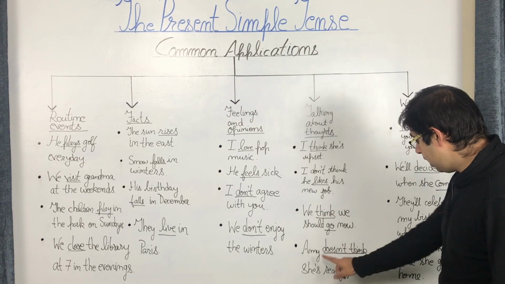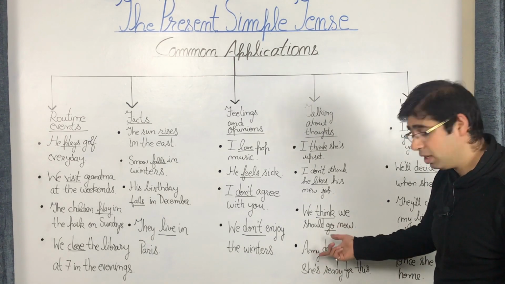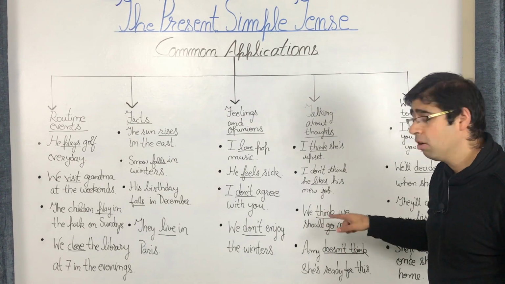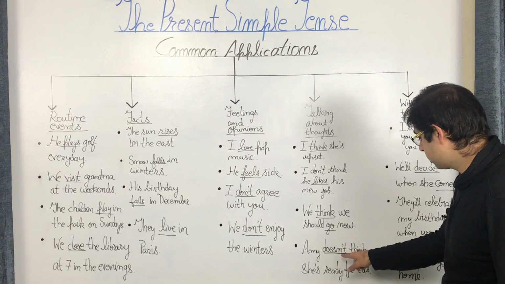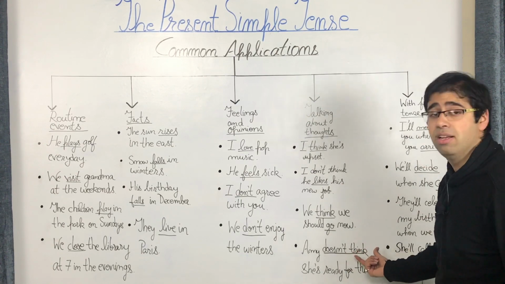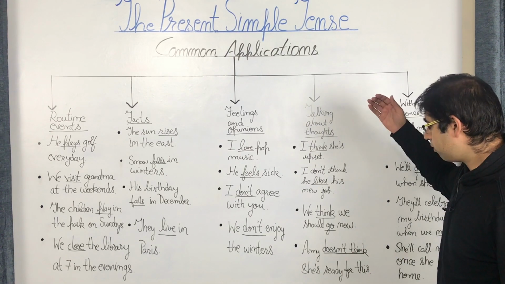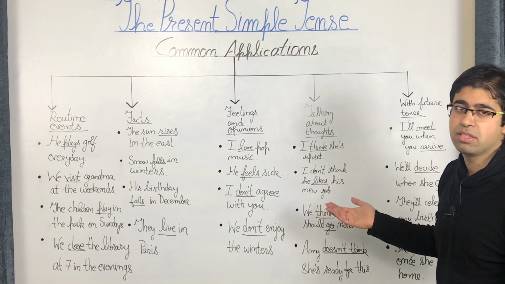And finally, Amy doesn't think she's ready for this. So Amy is equal to she. So you've got a negative over here. So once again, the impact of the tense falls only on the helping verb, which in this case is do, which turns into doesn't, leaving the main verb think in the infinitive. So all these examples are talking about thoughts expressed in the simple present.